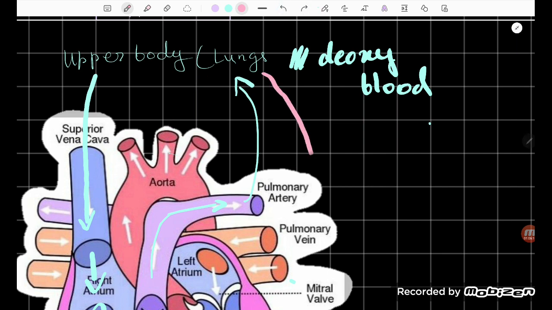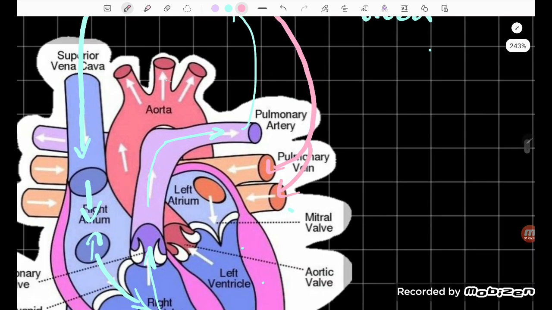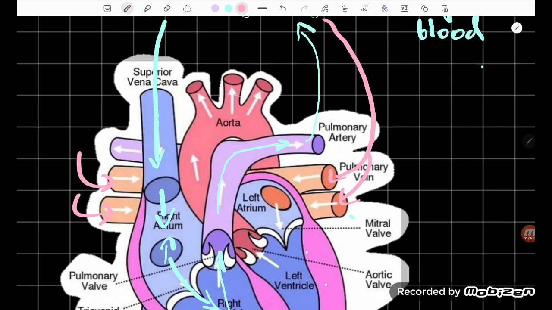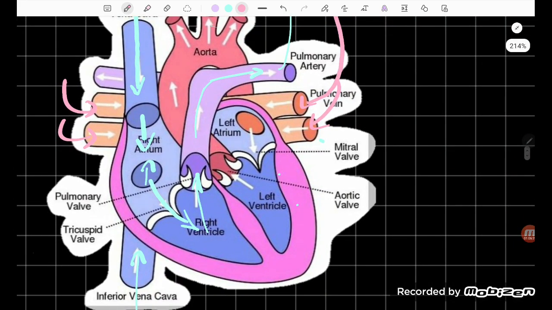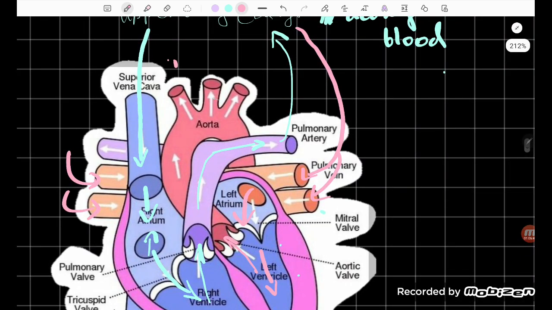From the lungs it comes to the pulmonary veins from all the sides. Actually, let me draw that. From all the sides it comes, and from there it will enter the left atrium. The left atrium, from there it will go to the left ventricle. From the left ventricle it will enter the aorta through the aortic valve, and from the aorta to the parts of the body.